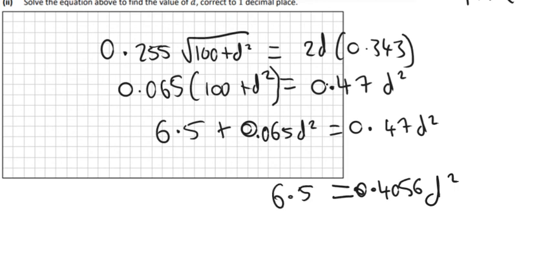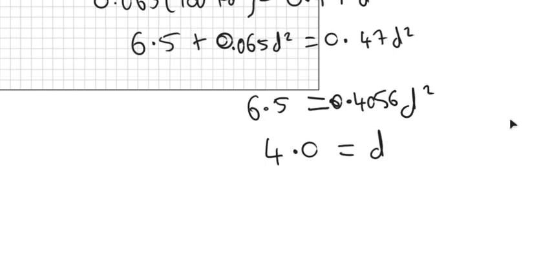So we just need to divide 6.5 by 0.4056 and then do square root. I'll just do all that in one go. And we get 4, and it's rounded off, 4.0. It says to one decimal place, so you need to put in the 0.0. So that's what D is, and that's all for that question.